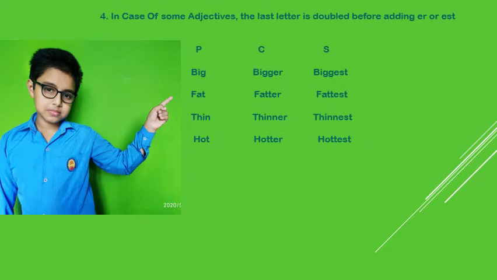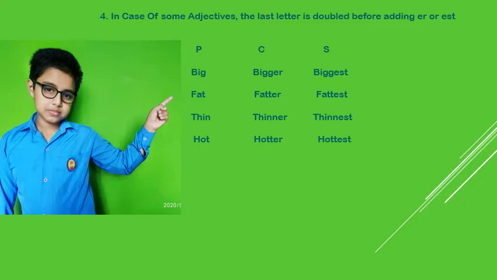So we have learned about the third number rule. So let's move to the fourth number rule. The fourth number rule here is given that in case of some adjectives, the last letter is doubled before adding ER or EST. So let's take some examples for understanding it better.